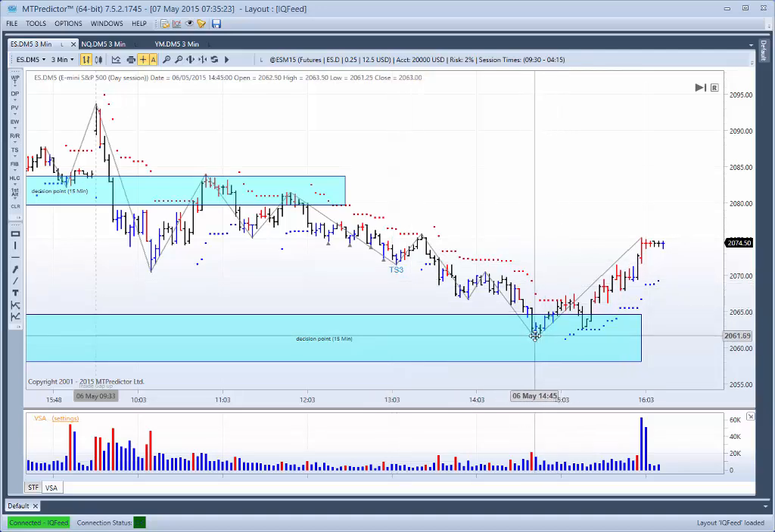But as I've already said, even if you're doing other trading as well as MTPredictor kind of trade setups, nailing the low of the day there would be absolutely beautiful. And that's caught that low very nicely.